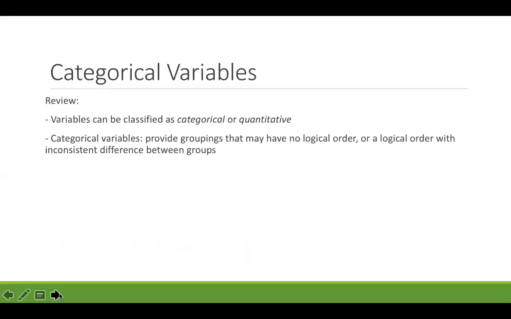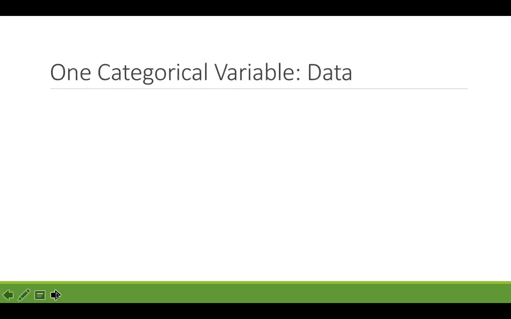So if you remember categorical variables, variables can be classified as either categorical or quantitative. In this case, categorical variables provide groupings that either have a logical order or not. And if there is a logical order, there's an inconsistent difference between the groups. When using one categorical variable, we can summarize this using a proportion.